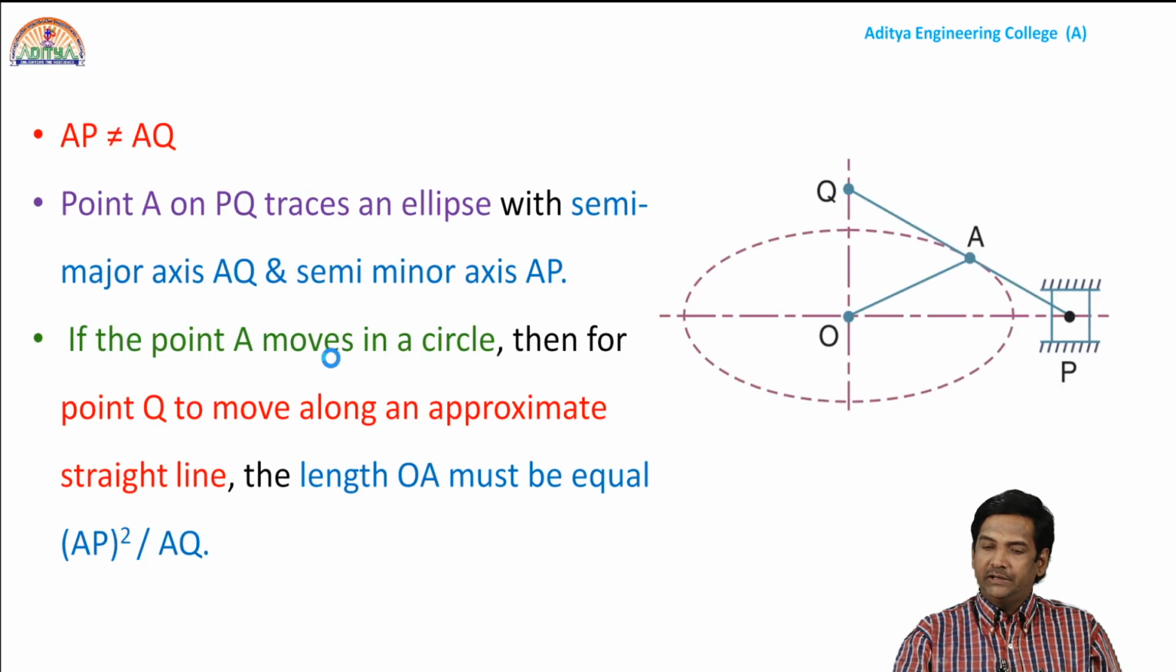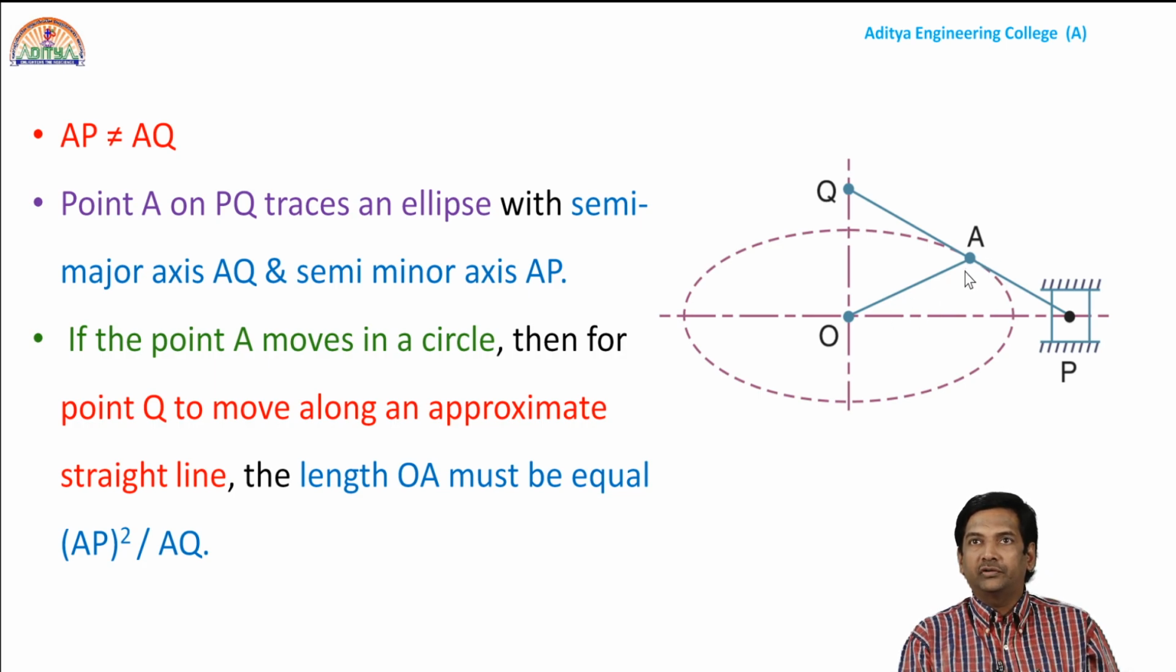So, the condition is, if point A moves in a circle, then for the point Q to move along an approximate straight line, the length OA, that is the radius of the tracing curve, must be equal to AP square by AQ. Suppose we are having the circle. If it is a circle, AP and AQ both are equal. So, AP square by AQ means it is equal to AP.